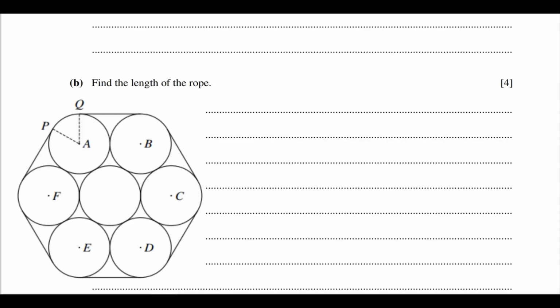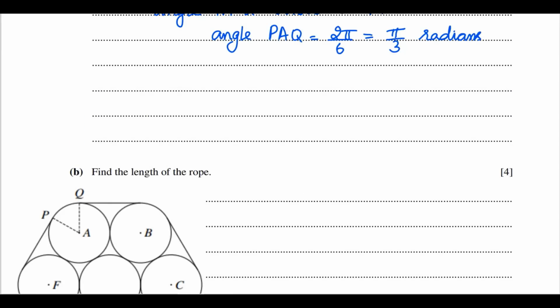Find the length of the rope. So to find the length of the rope, we will join here. Okay. The distance between A and B: A and B are the center of the circle, so it will be 2 times the radius. So I'll mark this as Q dash. The distance from Q to Q dash is 40 centimeter.